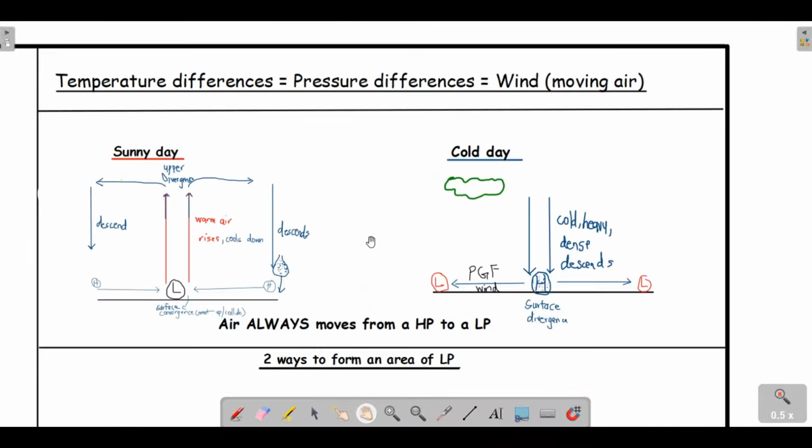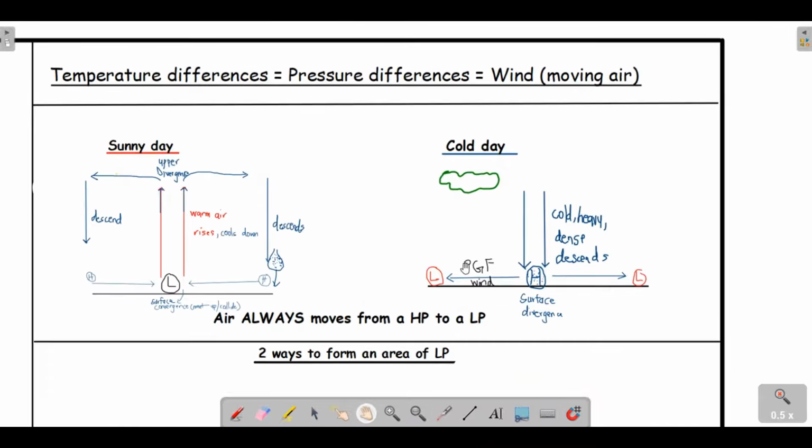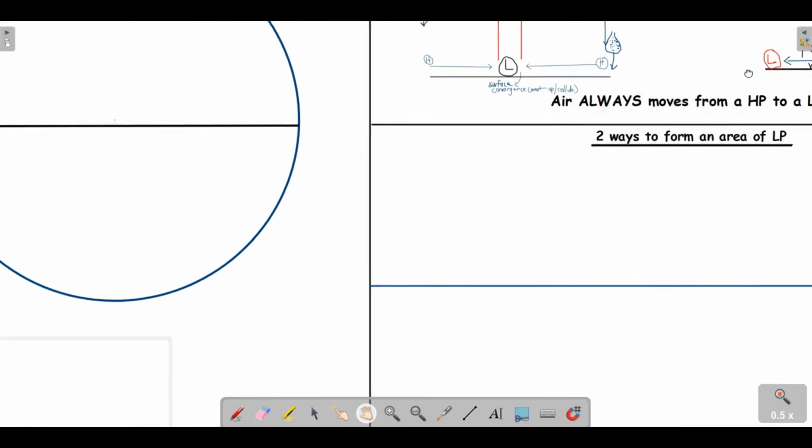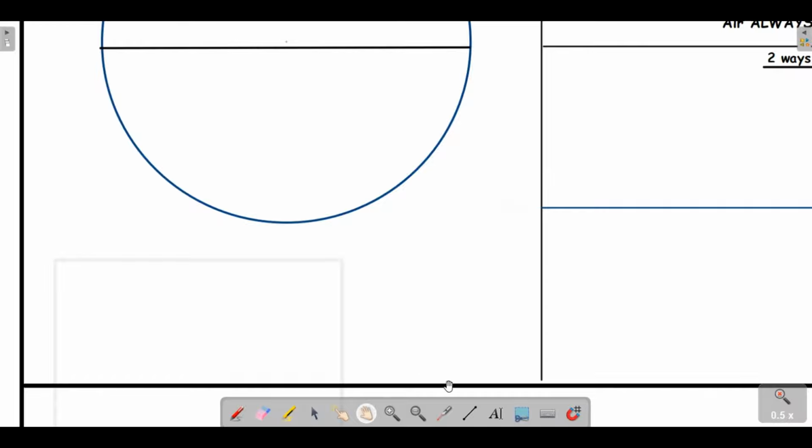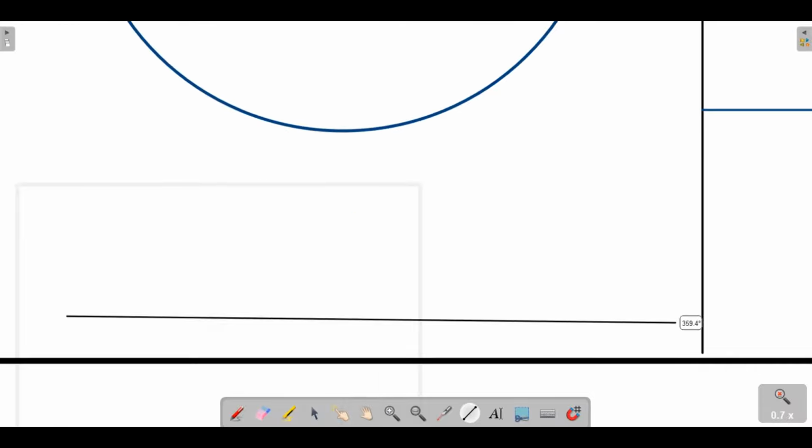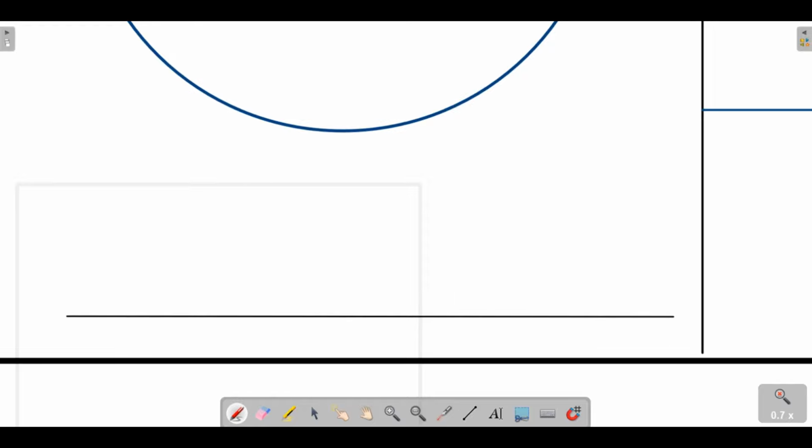So now, if you take a look at these, they are all connected. If I draw this once again right over here, I'm just going to have a surface over there. So if we have an area of low pressure over there, and let's say an area of high pressure over there, and an area of high pressure over there. The area of low pressure was formed because of warm air rising up.